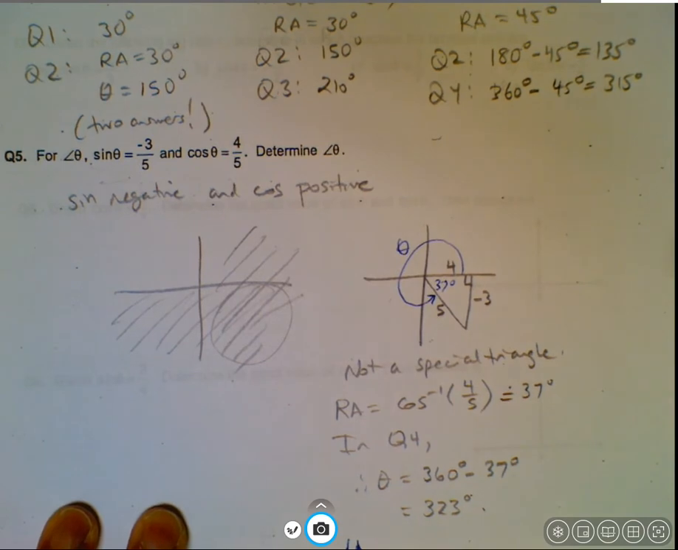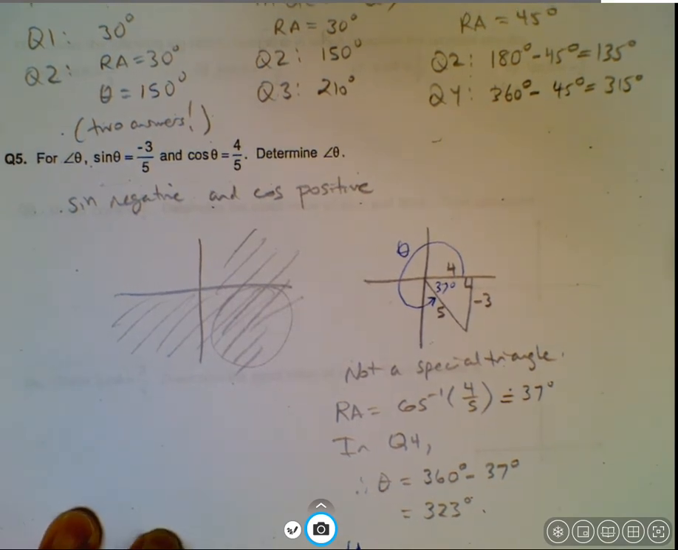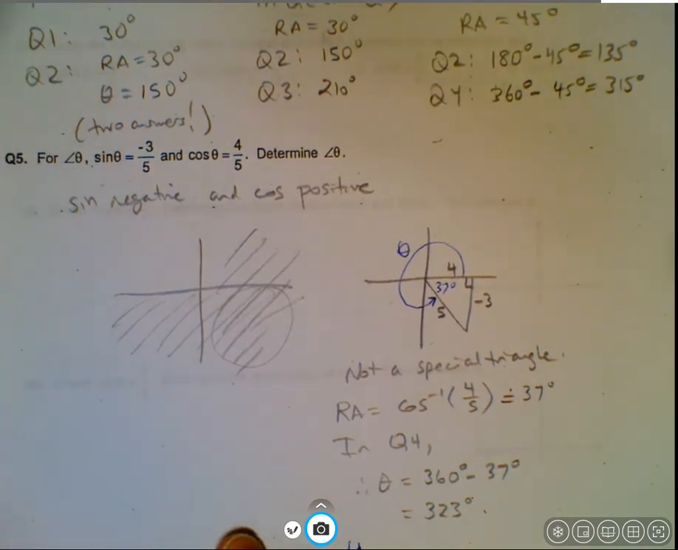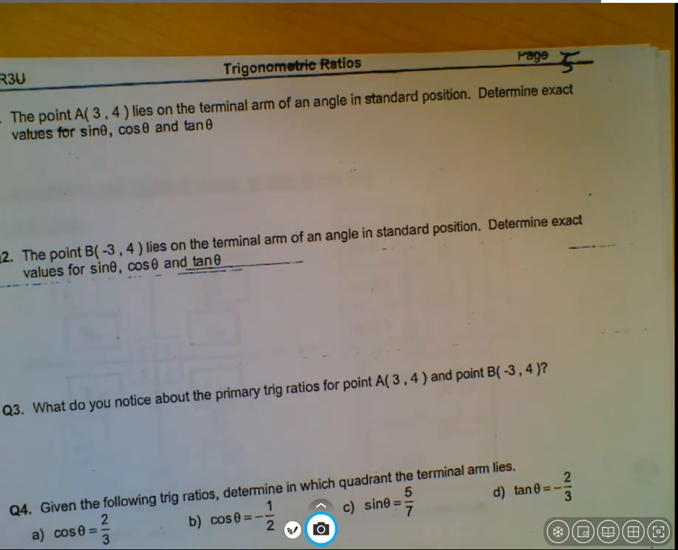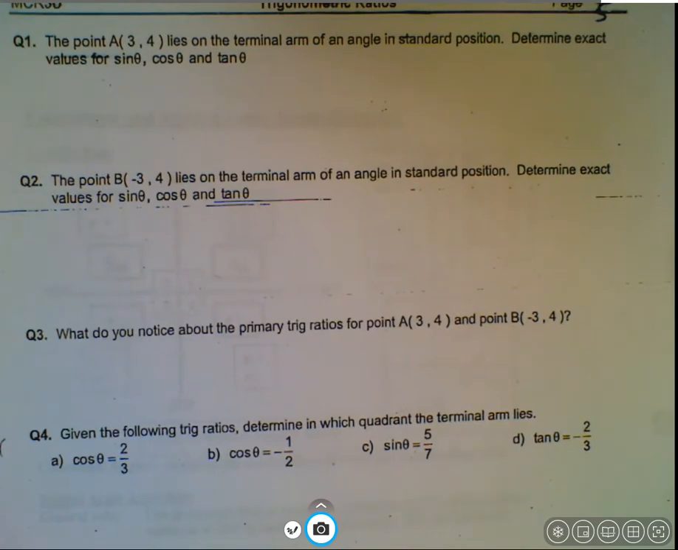Okay, so occasionally the calculator comes out when something is not a special triangle. All right, hope we're doing okay with this stuff. The more examples we do, the better it gets.